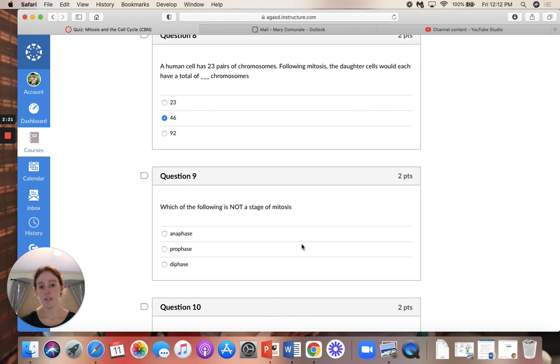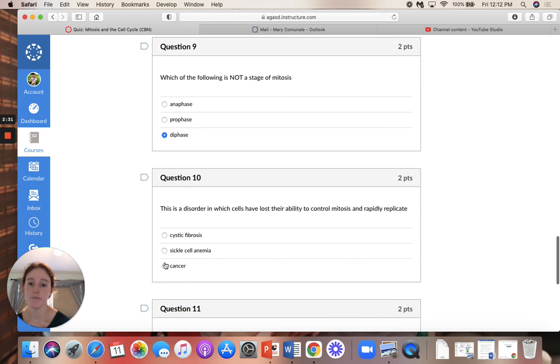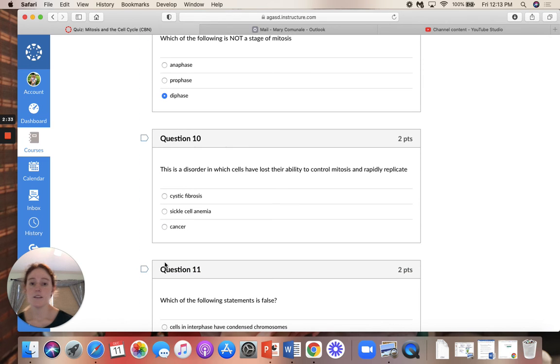Which of the following is not a stage of mitosis? So PMAT is the stage, P-M-A-T. So we have a P, we have an A, we don't have any diphases. This is a disorder in which cells have lost their ability to control mitosis and they rapidly replicate. That's going to be cancer.